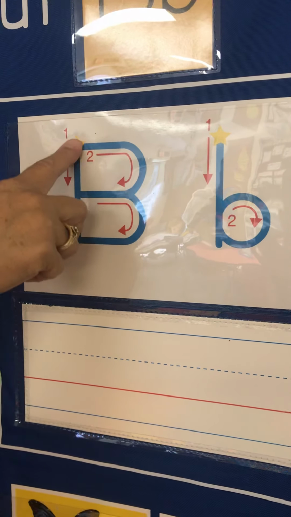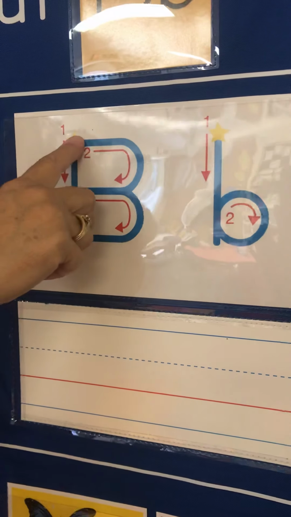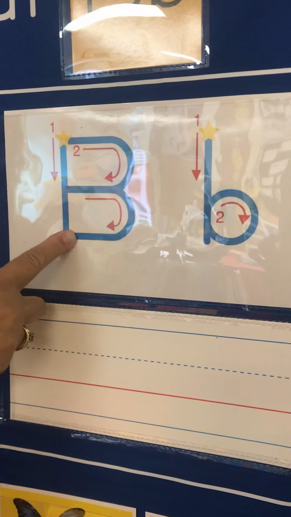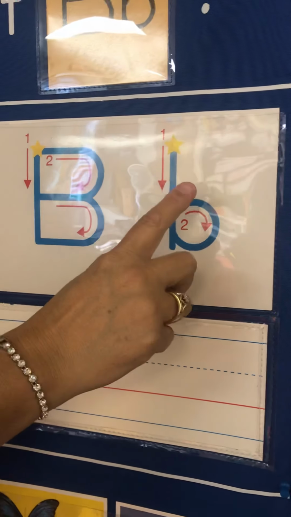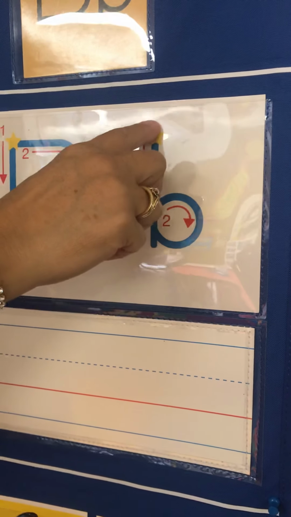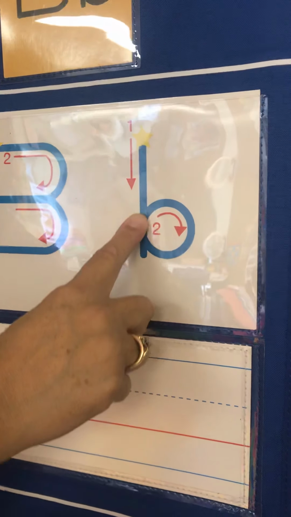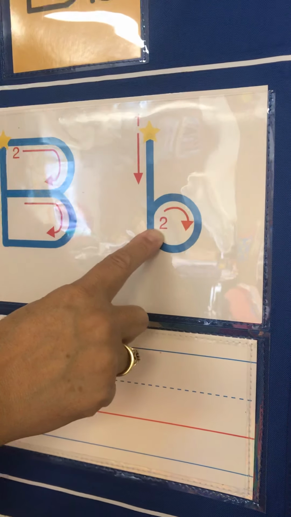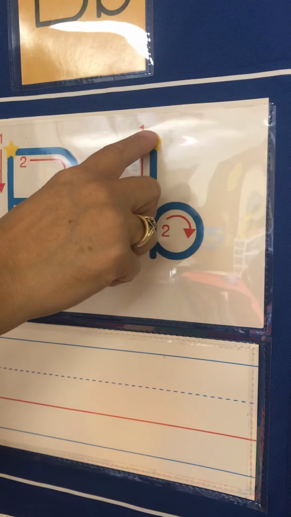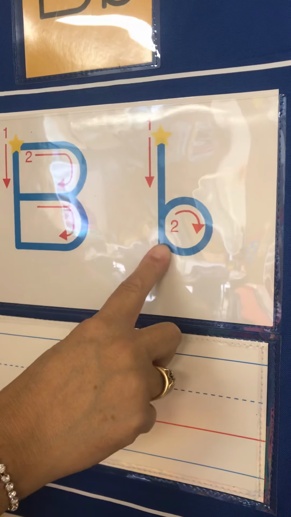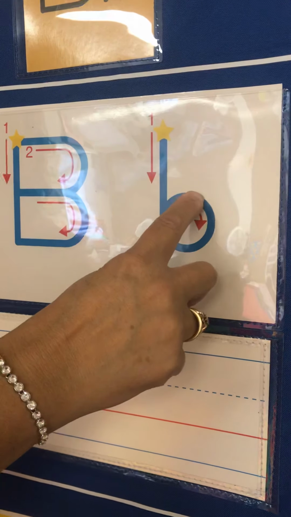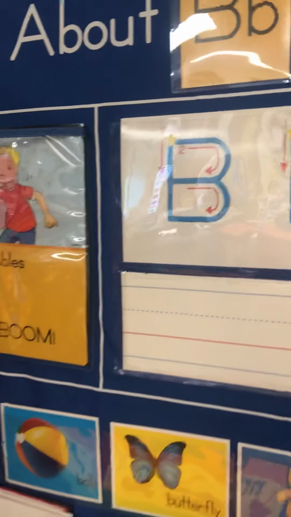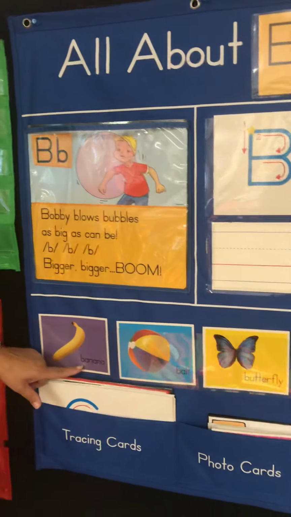Do it again. Start at the star. Big line down. Jump back to the top. Curve around. Curve around. Use your magic finger to do lowercase b. Start at the star. Big line down. Back up and around. One more time. Start at the star. Big line down. Back up and around.